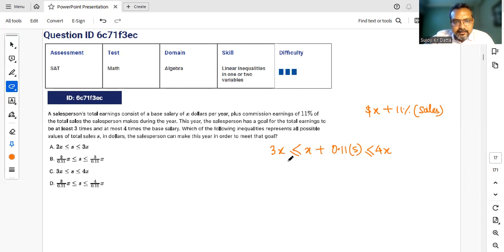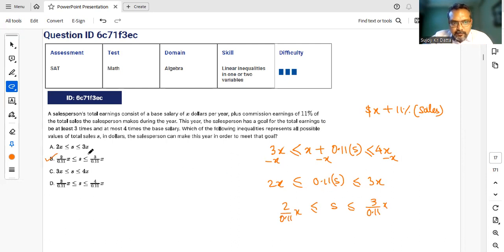So now if I have this and I have to choose one of the options, let's subtract X throughout. So we have minus X on this side, minus X here, minus X here. So this becomes 2X. This is 0.11 S. And this is 3X. Now let's divide by 0.11. So we get S between 2 upon 0.11 X and 3 upon 0.11 X. So that would be the second option. I hope this is fine. Let's go to the next question.